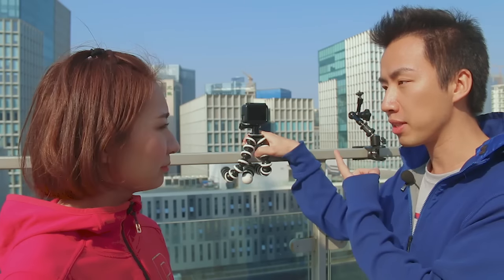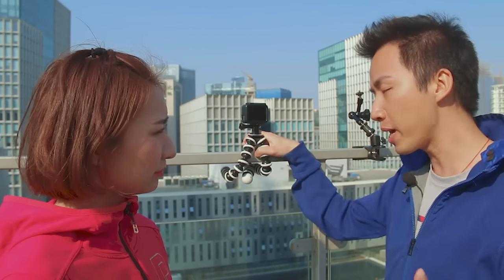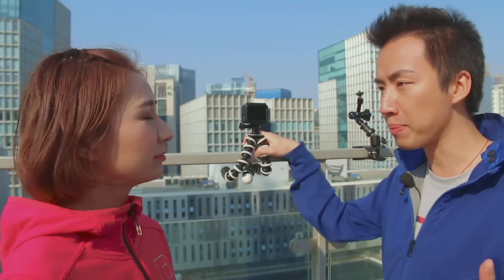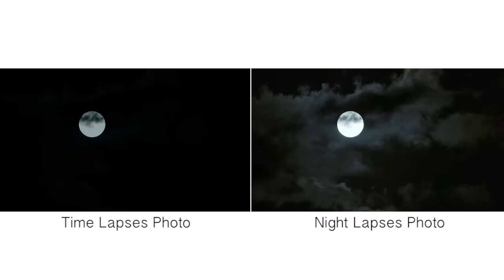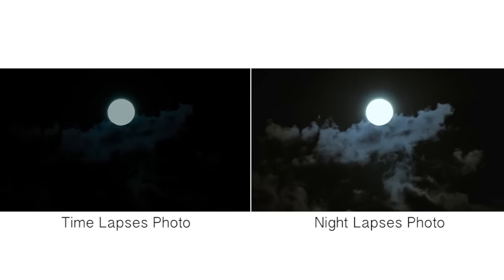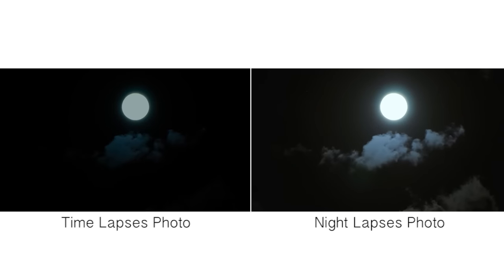Another question. Yeah? What's the difference between time-lapse photo and night-lapse photo? Well, night-lapse photo is literally for shooting time-lapse of a night view. And what makes it special? Well, let's take a look at a comparison in shooting a night view time-lapse between this mode and the normal time-lapse photo mode. As you can see, the sky looks much brighter in night-lapse mode than in normal time-lapse mode, in which the sky is barely visible. Why?